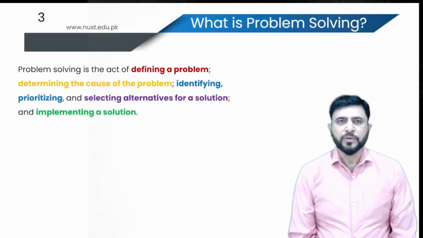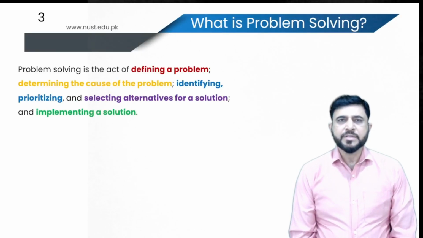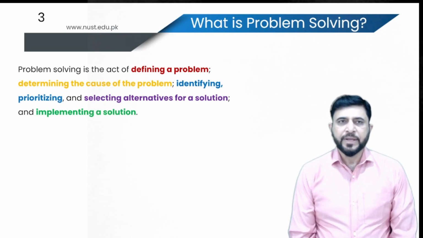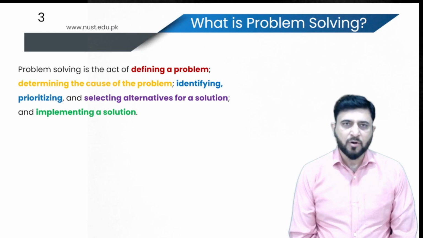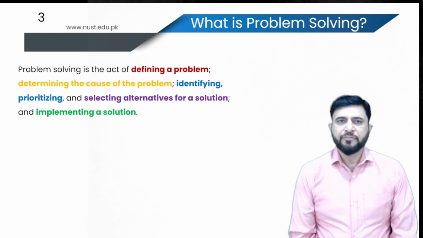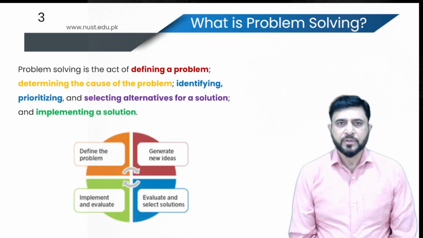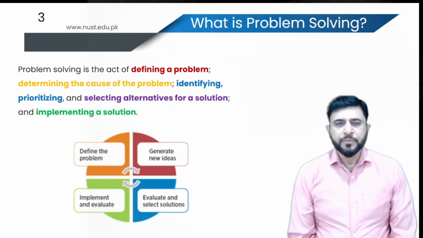What is problem solving? Problem solving is the act of defining a problem, where we have to determine the cause of the problem, identify the priorities, select alternatives for a solution, and finally implement the solution. Drawing in 4 quadrants: first defining the problem, then generating new ideas, evaluating and selecting solutions, and finally implementing and evaluating it.